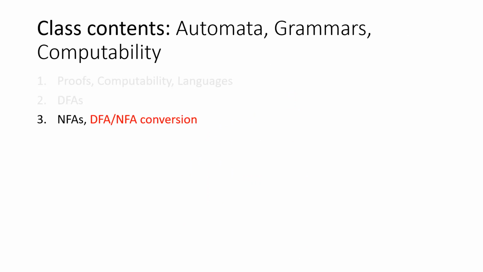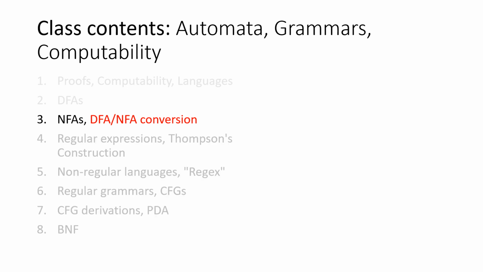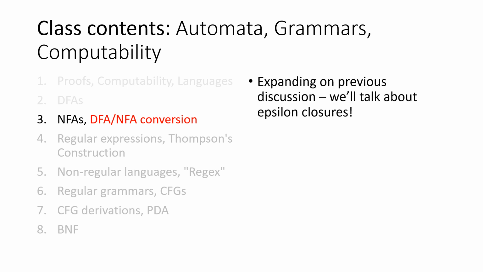We've already talked about DFA and NFA conversion and subset construction, but one thing that has not appeared yet in the examples I've shown is how to deal with NFAs that have epsilon transitions. And so expanding on the previous discussion, in this video we'll talk about epsilon closures.